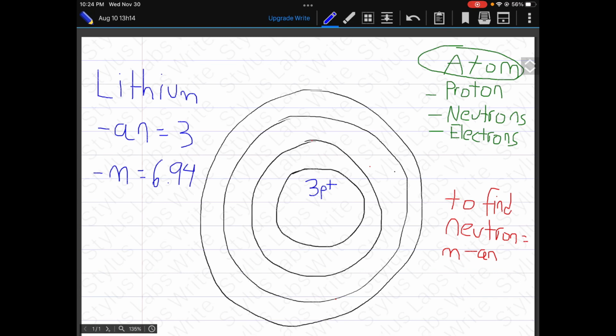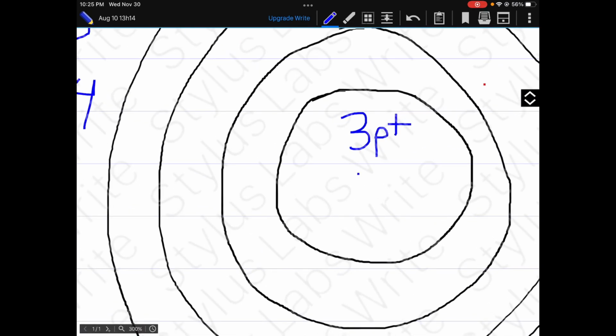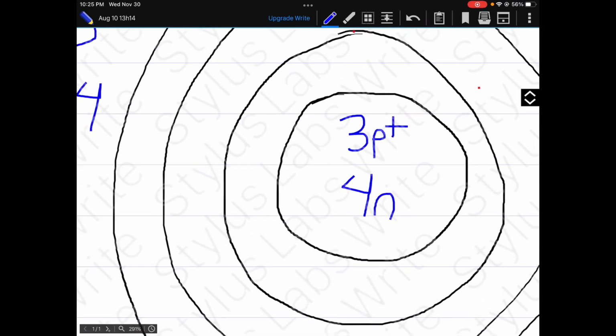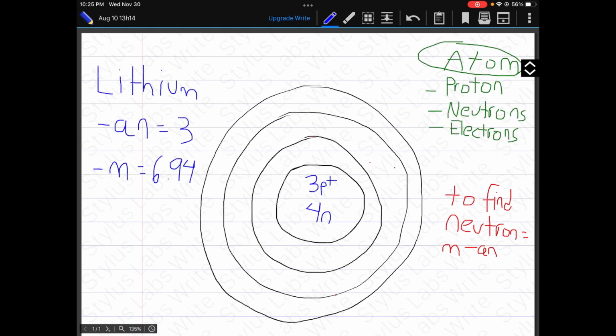Now our mass is 6.94, but we can round that to the nearest whole number, which is 7. So to find the neutrons, we need to do the mass minus the atomic number. So 7 minus 3 is equal to 4 neutrons. So right here, we put 4 neutrons, and our nucleus is done.